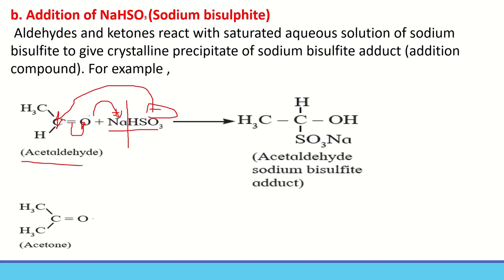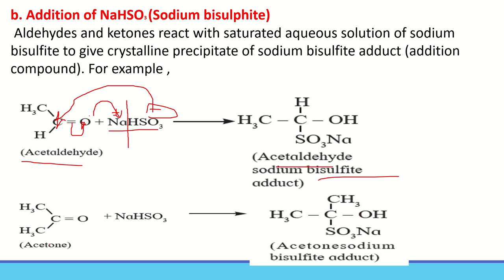Acetaldehyde gives acetaldehyde sodium bisulfite. Same, acetone gives acetone sodium bisulfite. Let's see the reaction. Acetone reacts with the saturated solution of sodium bisulfite. Okay, it gives a white crystalline precipitate of acetone sodium bisulfite as addition product. I hope you will be clear for this reaction.